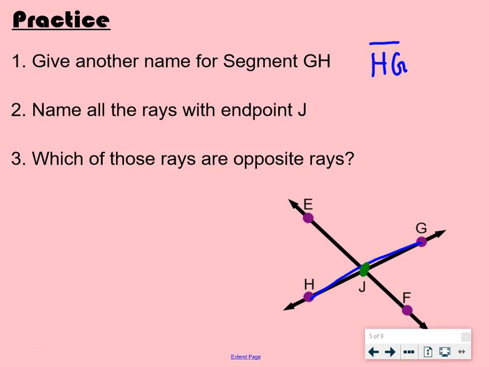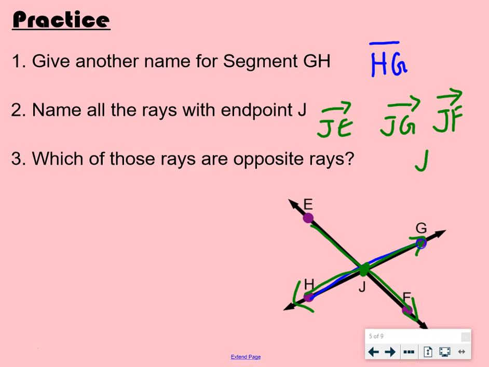J is right here, so we'd have JE. Make sure we're putting that endpoint first. JG. JF. And JH. Make sure you're putting the ray on top and always putting that endpoint J first.